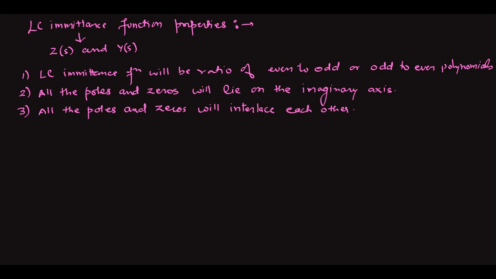That is, if I plot all the poles and zeros on this S-plane, say a zero lies here, then the next above it will be a pole, and next below it will be a pole, and similarly next below this pole will be a zero, and next below this zero there will be a pole, and this pattern will continue as long as we plot all the poles and zeros. That is, all the poles and zeros will interlace or alternate each other on the j omega axis.